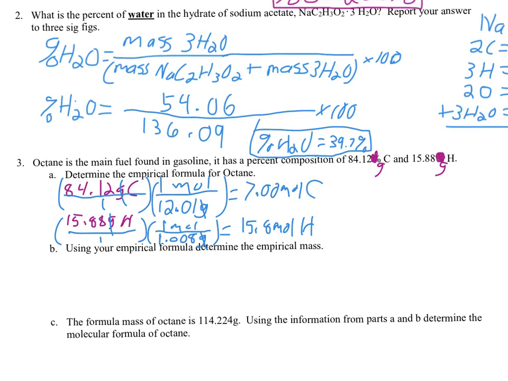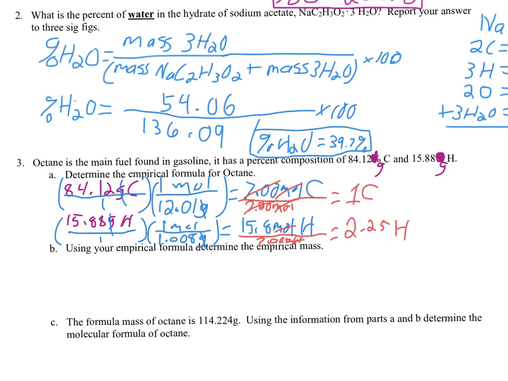Now I have to divide these mole amounts by the lower mole amount. What is lower, 7 or 15.8? Well, of course, 7.00 moles is smaller than 15.8. So I end up with 1 carbon, because I need to get a whole number ratio. 15.8 divided by 7.00 gives me 2.25 hydrogens.